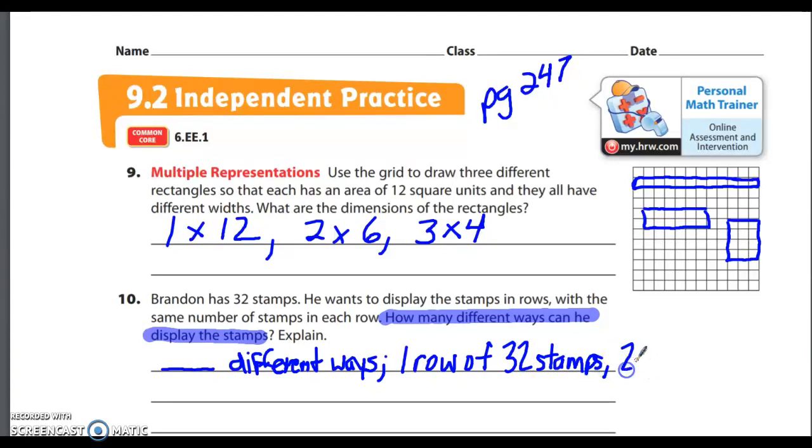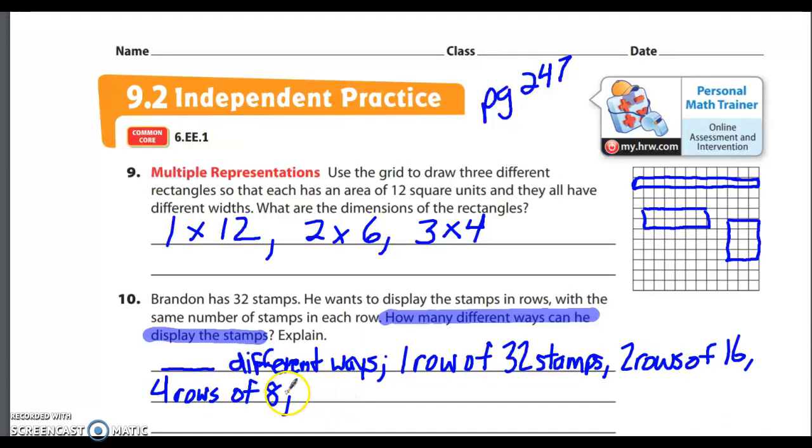Or he could do 2 rows of, well, how many would be in 2 rows? It'd be 16. Or he could do 3 rows. No, he can't do 3 rows because you can't divide 32 by 3. He could do 4 rows. How many would be in each row? 4 rows of 8. He could do 5, no. 6, no. 7, no. 8.